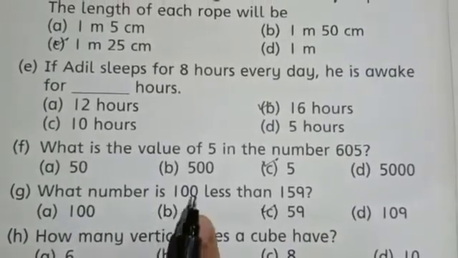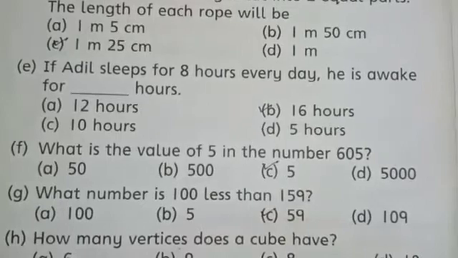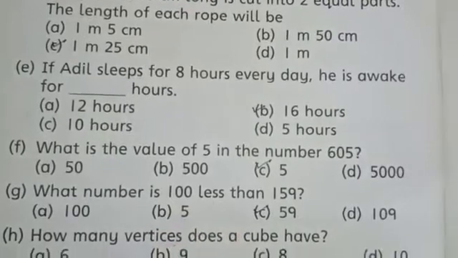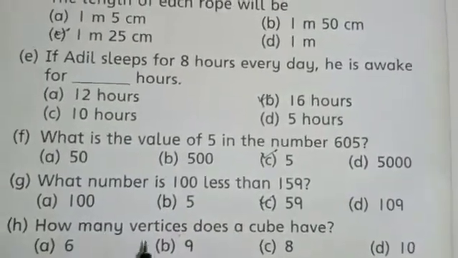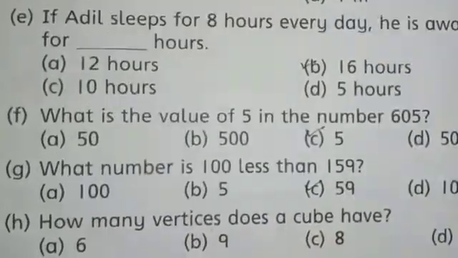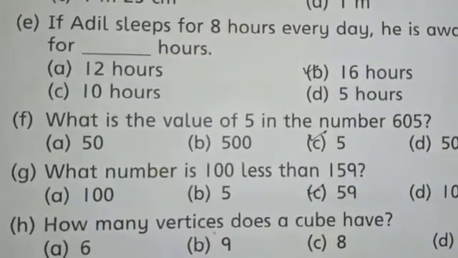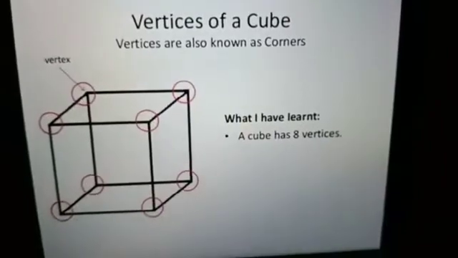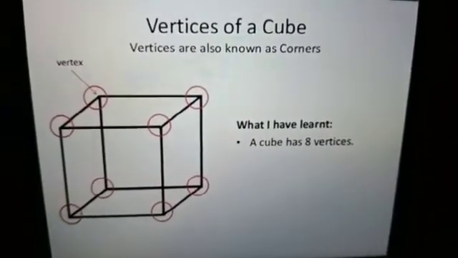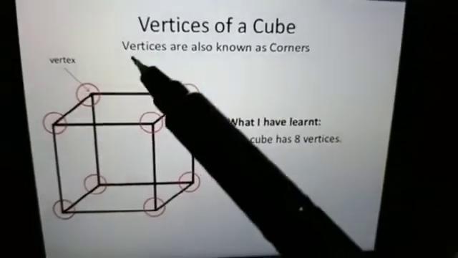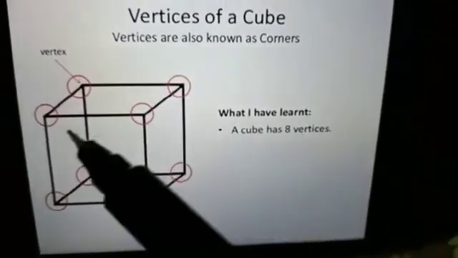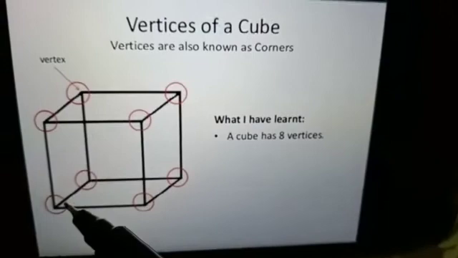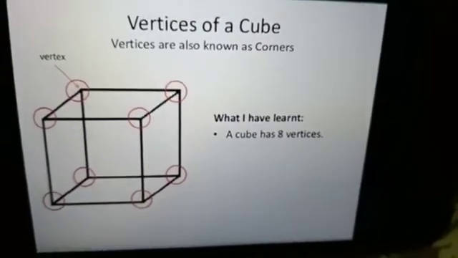Students, do you understand? Again, I am telling you, 100 more than means we do addition, and 100 less than means we do subtraction. Okay. Now the last part is, how many vertices does a cube have? Students, vertices means where two lines meet. They are also called corners. Look at this shape. It is a cube. Look: 1, 2, 3, 4, 5, 6, 7, 8. A cube has 8 corners or 8 vertices.